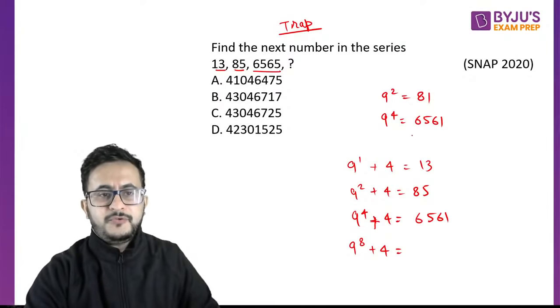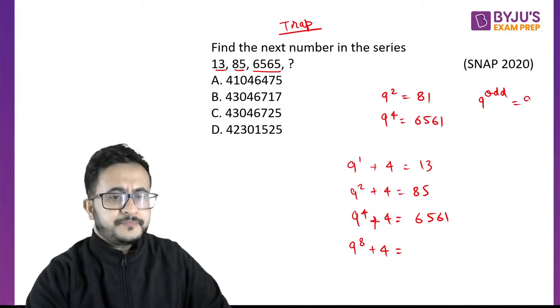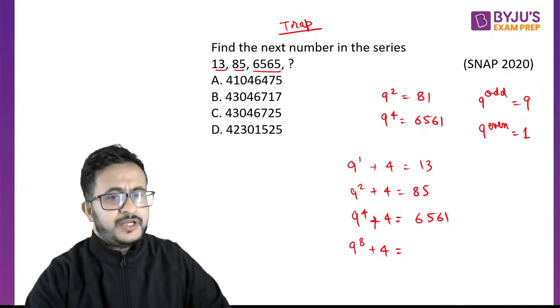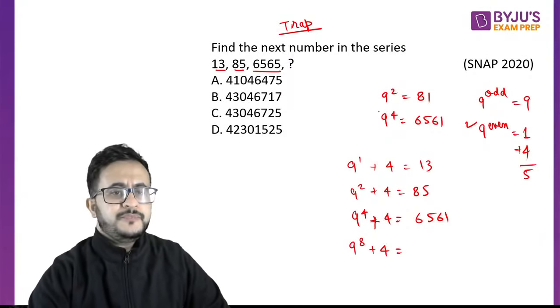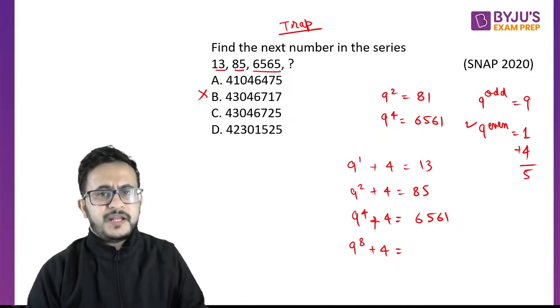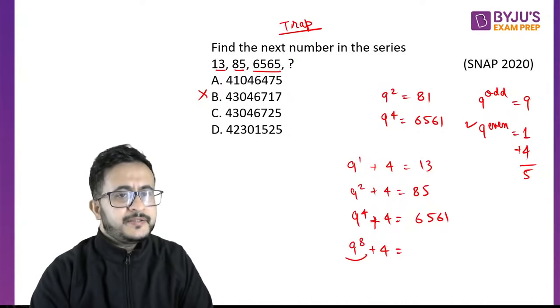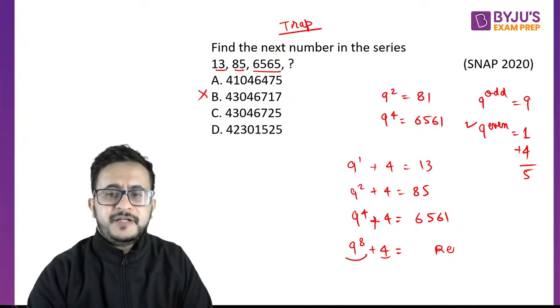Yes, so I'll tell you how to calculate 9 to the power 8. Now 9 raised to an odd power ends in 9, and 9 raised to an even power ends in 1. Now you have to add 4 to it, so we'll consider this. The last digit should be 5, so you can eliminate option B. Now 9 to the power 8 will be divisible by 9, right? And if you add 4, it should give a remainder of 4 when divided by 9.